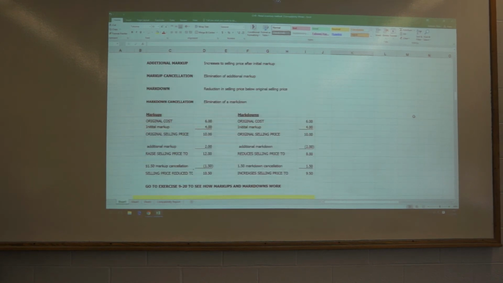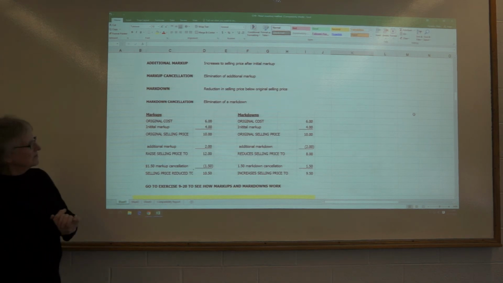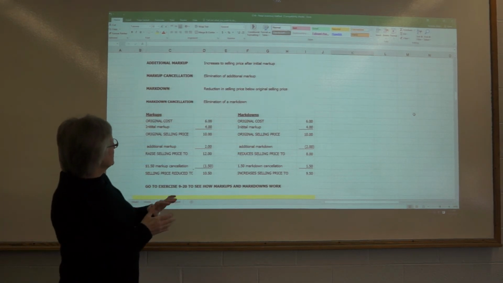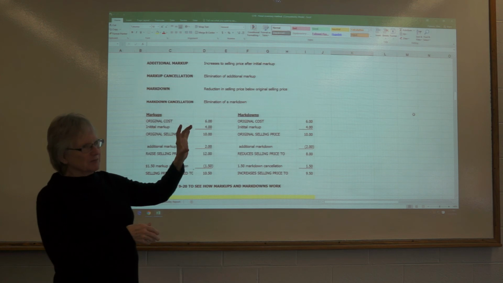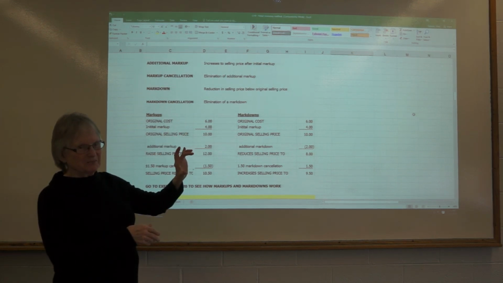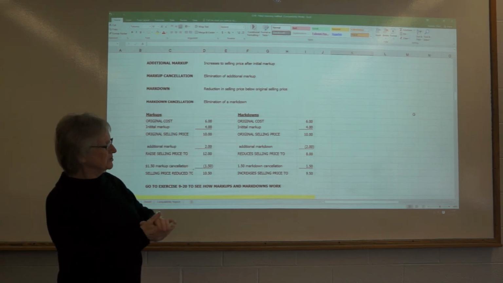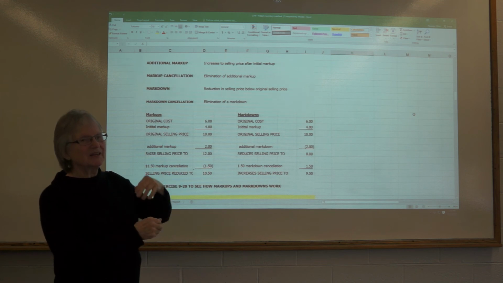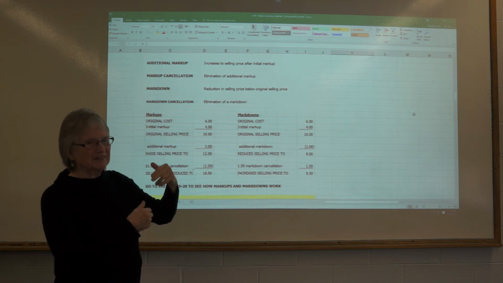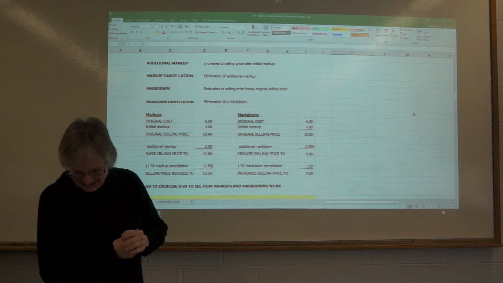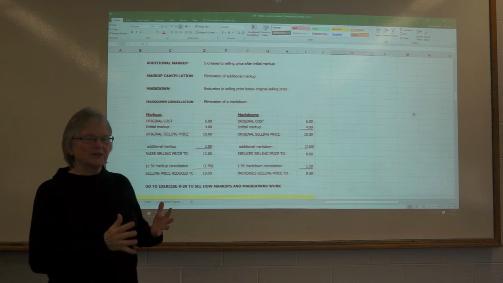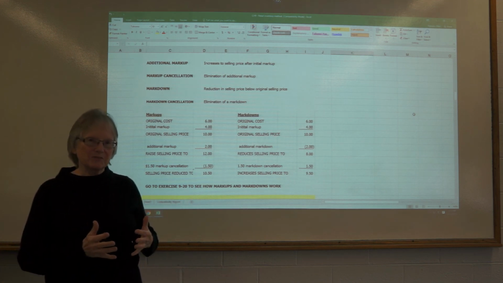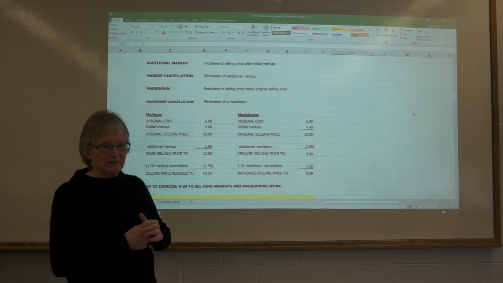Okay, so when we're working with markups and markdowns, we're going to be adding markups and subtracting markup cancellations, and we're going to be deducting markdowns and adding markdown cancellations. Okay, so next we'll go on to how the different cost flow assumptions can be approximated using this method.